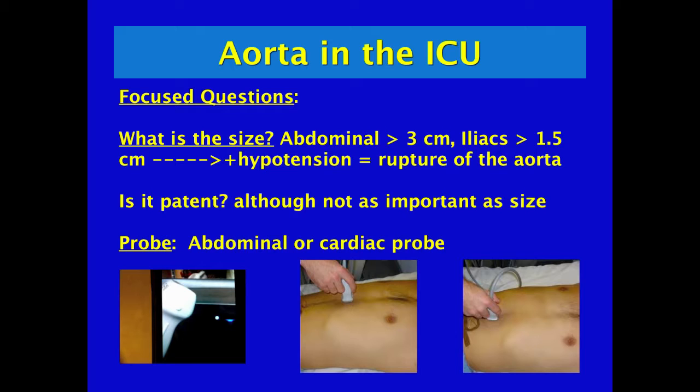If you have hypotension, you must consider a rupture of the aorta as a cause in these patients. The second question is less important, but it's also something we ask ourselves: is the aorta patent? The type of probe we're going to use is either the abdominal probe or the cardiac probe. The preference is for the abdominal probe because the footprint is larger and it is easier to visualize the structures.